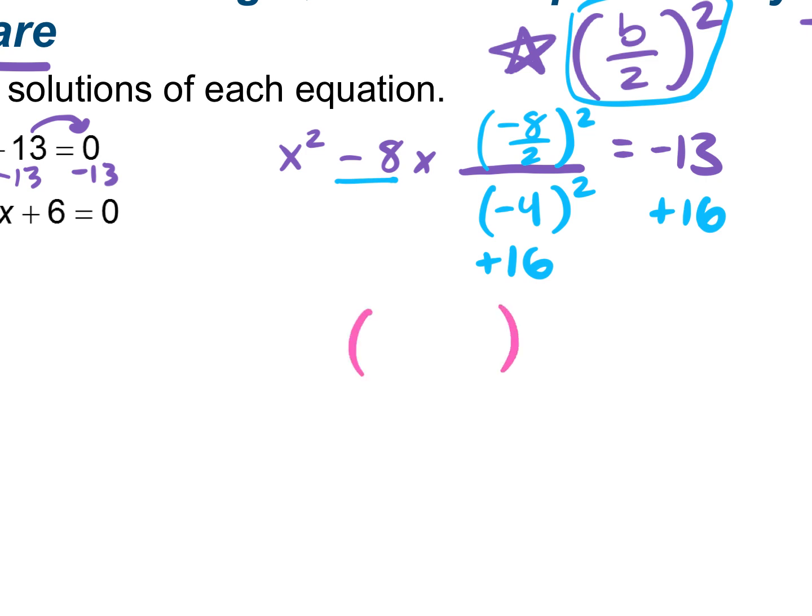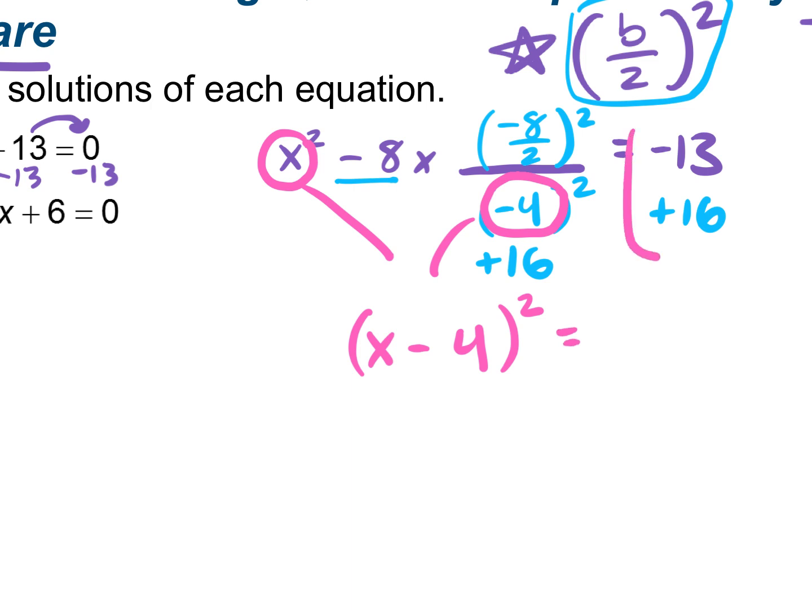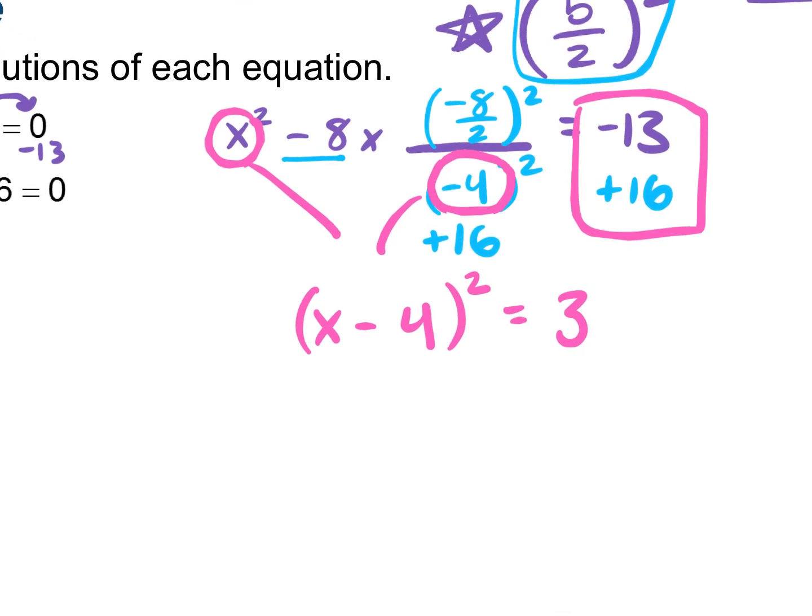And then when we complete the square, we're going to have parentheses squared. In those parentheses, we take the x, since that's squared, and the negative 4, since that is also squared. So the x and negative 4 go into our parentheses squared. So x minus 4, and then that's going to be equal to 3. Negative 13 plus 16, which is 3. So we completed the square.